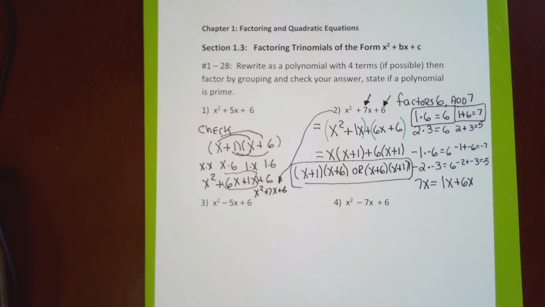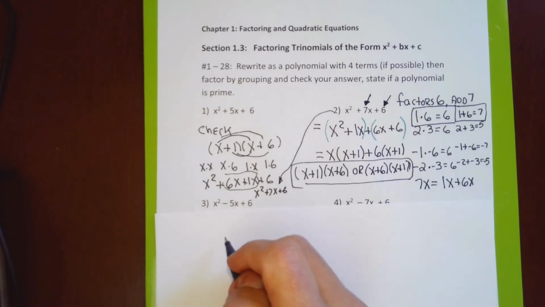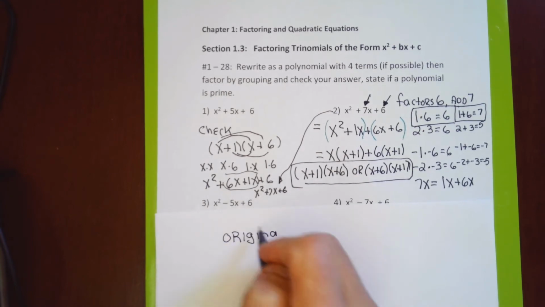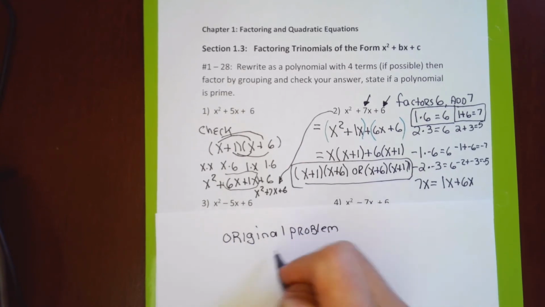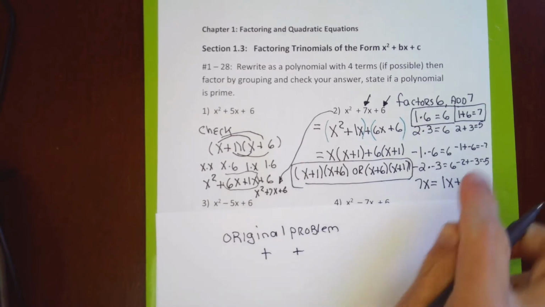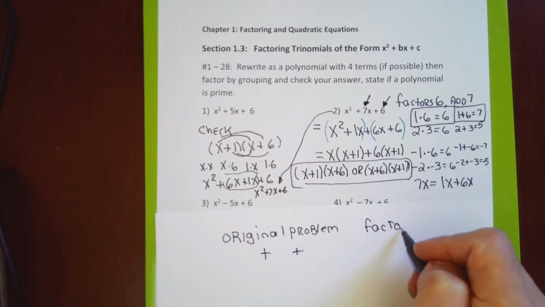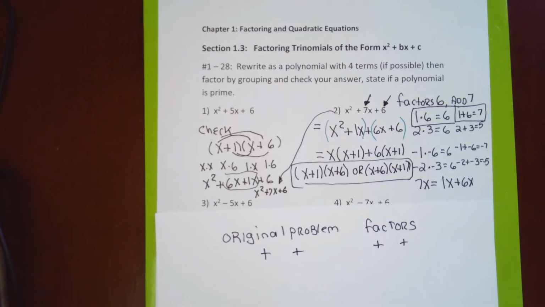However, I want to be more efficient in picking out the pairs by helping you with a template to figure out what signs the pairs need to have. In problem 2, the original problem had signs of plus and plus. So if the first sign is a plus and the second sign is a plus, the factors that I'm looking for have to both be pluses. So when I split the middle term up, I'm going to get a couple of pluses.